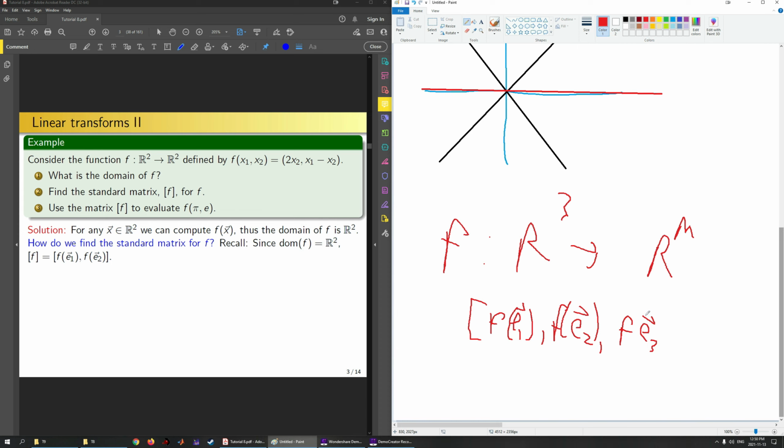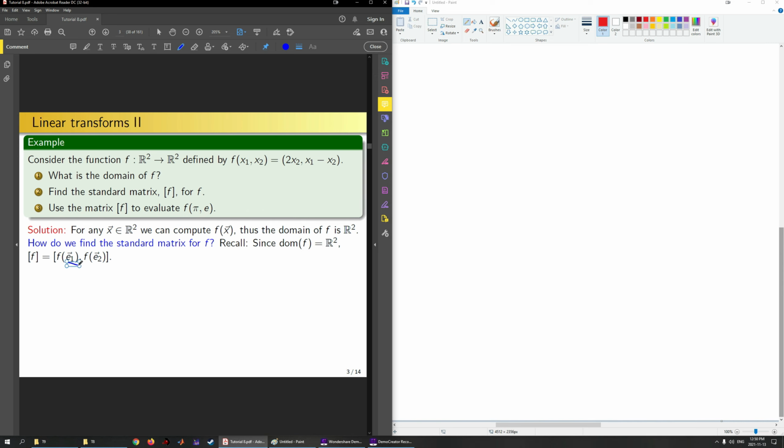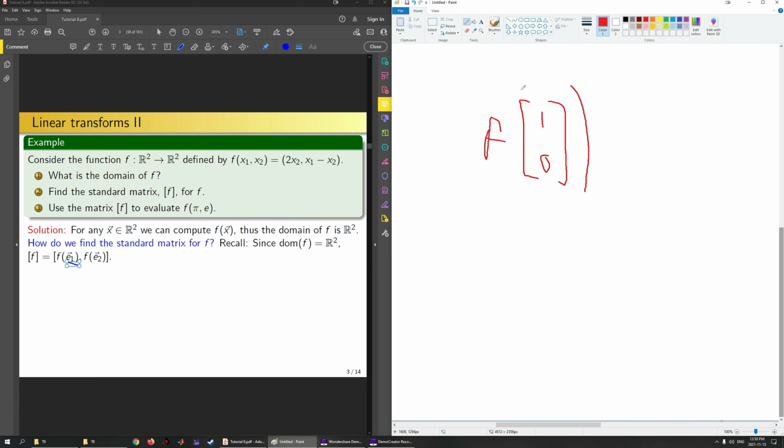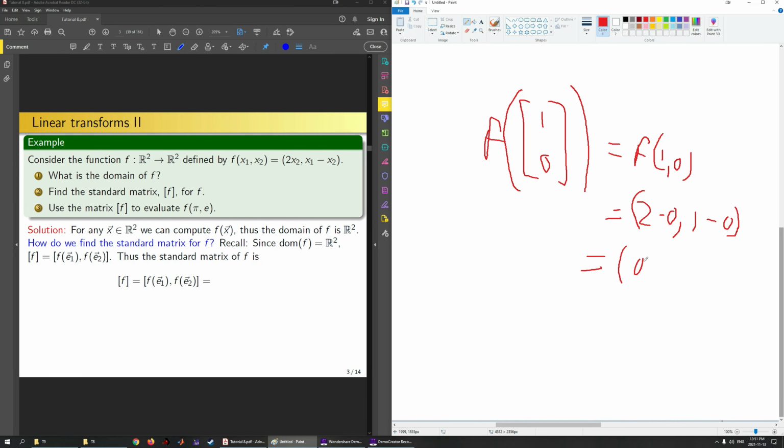Okay, so now the next thing I need to know is how do I compute these quantities? Well, here, E1, that's just the vector (1, 0), right? So f of E1, this is just going to be f of (1, 0). When I do this, it's just like computing f evaluated at a point in the old days, except now I have two numbers to plug in. So I would plug in my 0 for x2, so I get 2 times 0, and then I plug in my 1 and 0 to get 1 minus 0. And this, of course, is just (0, 1).